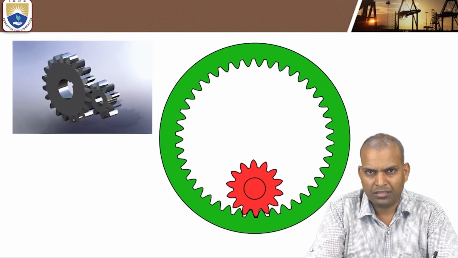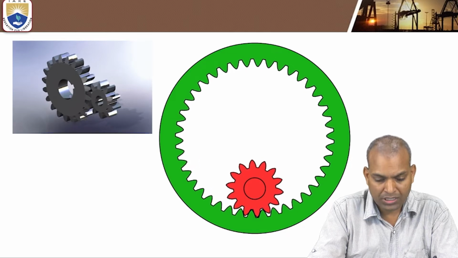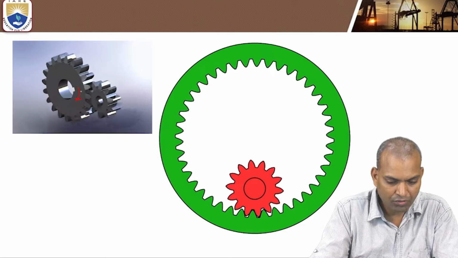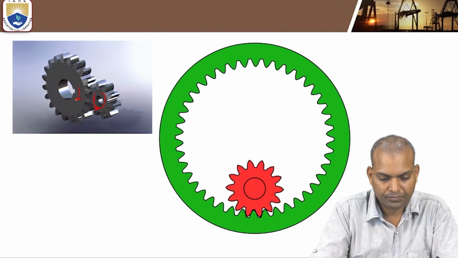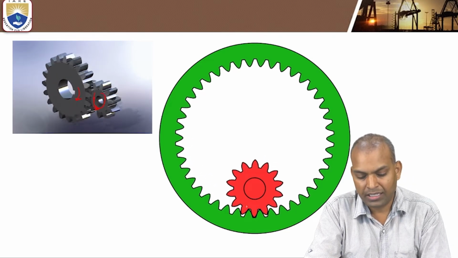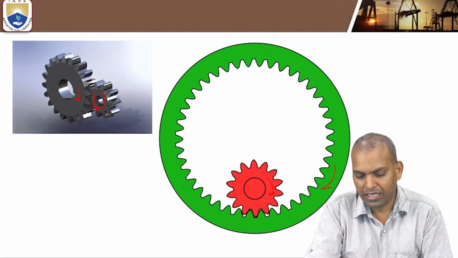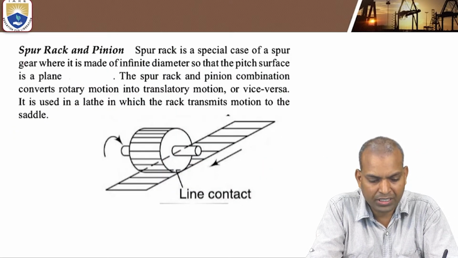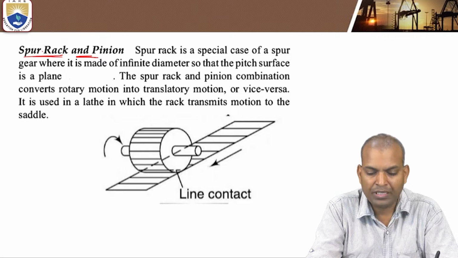For further showing, in the external contact, external meshing, the rotation is in opposite direction: clockwise, and anti-clockwise. Here it is inner contact, inner meshing. Both are rotating in the clockwise direction. The next type of classification of the gear is the spur rack and pinion.